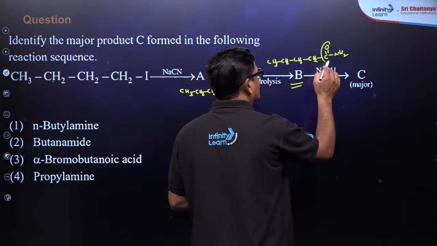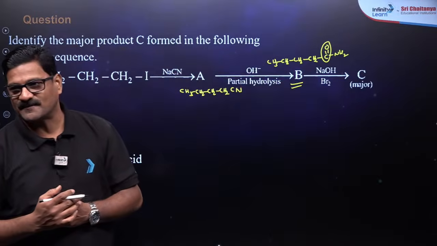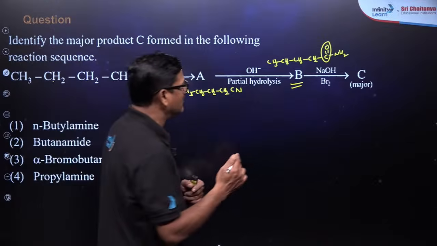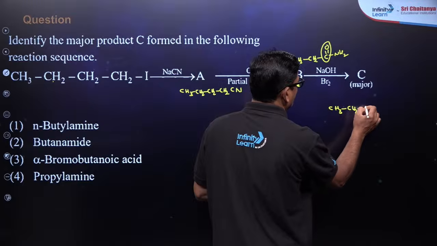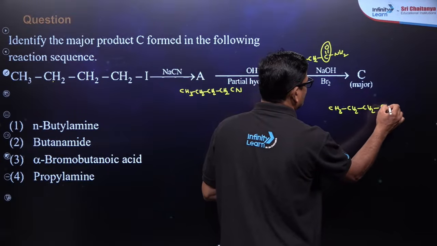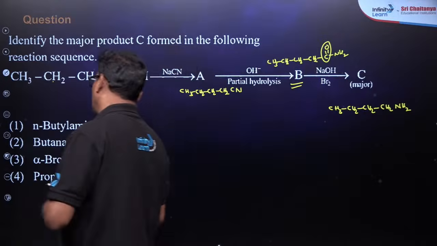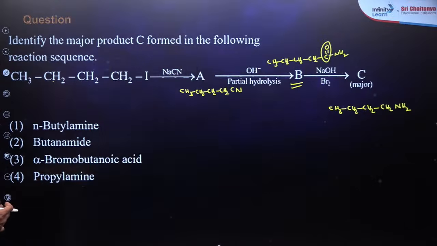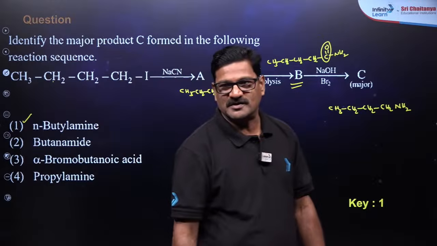Then NaOH and Br2: you just simply remove the carbonyl carbon. This is the Hofmann bromamide reaction. In this Hofmann bromamide reaction, you are going to get CH3CH2CH2CH2NH2. So butanamine, n-butylamine. Answer 1 is the correct answer for this question. If you have any doubts, please let me know.